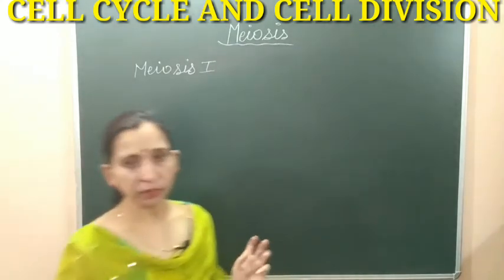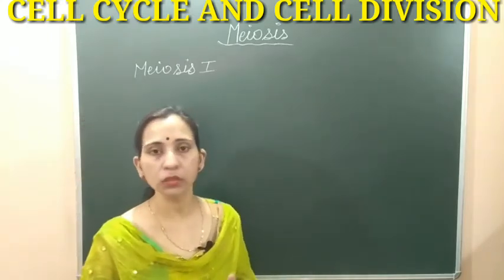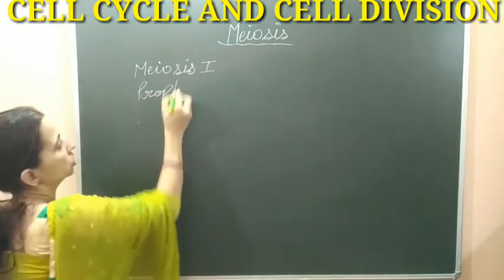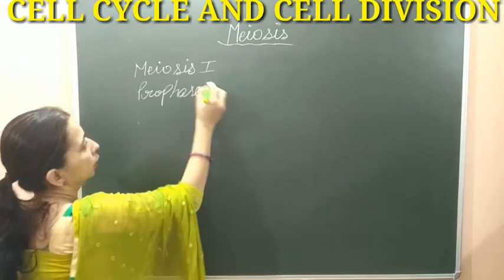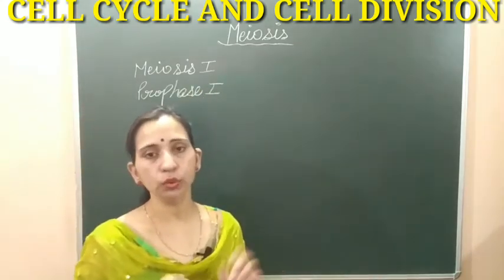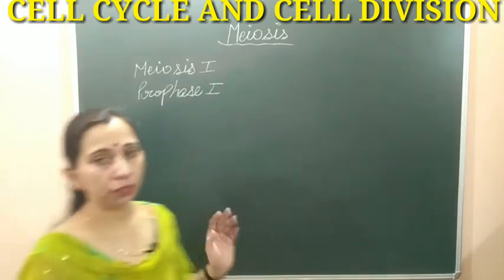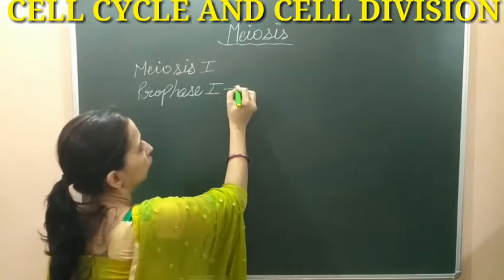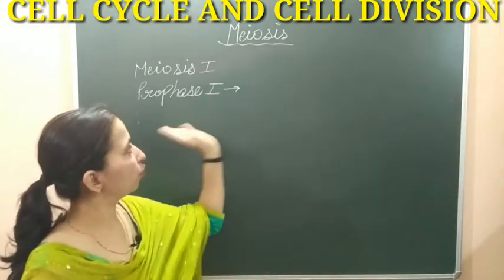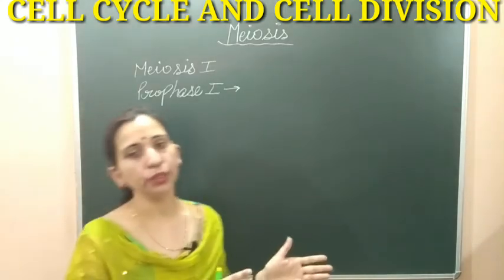In meiosis 1, we will start with karyokinesis 1, and in karyokinesis, the first phase is prophase 1. This prophase is divided into 5 subphases, and the first subphase which we are going to discuss here is leptotene. So before starting prophase 1 with the leptotene stage, let's see what happens in these cells during the interphase stage.